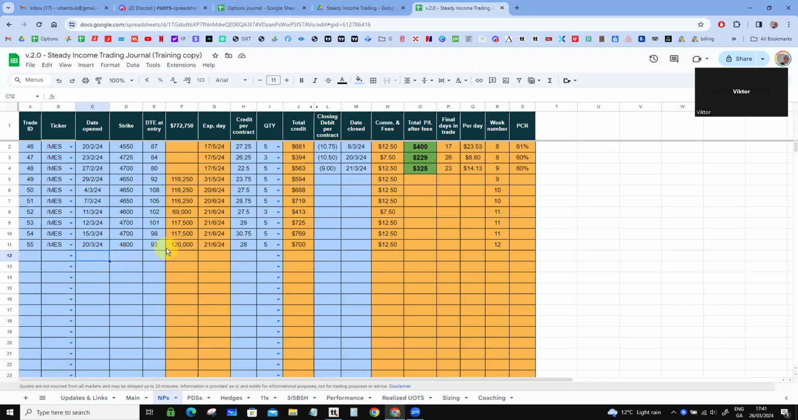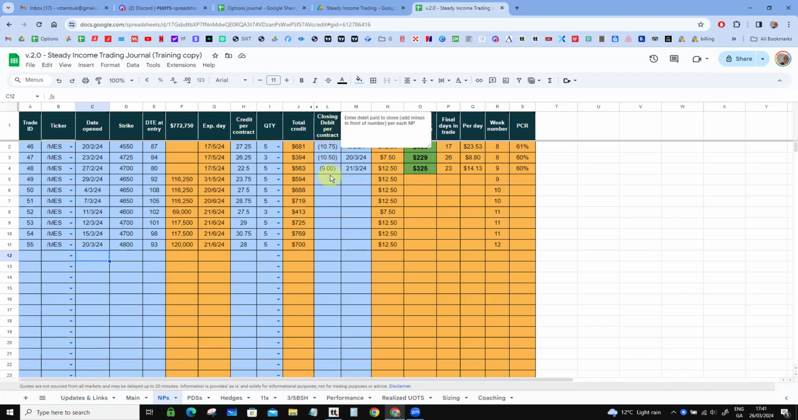You put in the strike of the naked puts and the DTE. The spreadsheet will calculate the expiration date as well as the notional value. You put in the credit collected per contract and the quantity. This is MES, so I did 5 of them. And this is my total credit, then commissions and fees. Once the trade is closed, you come back and put in the closing debit per contract and a date closed. That will prompt the spreadsheet to calculate the profit and loss.